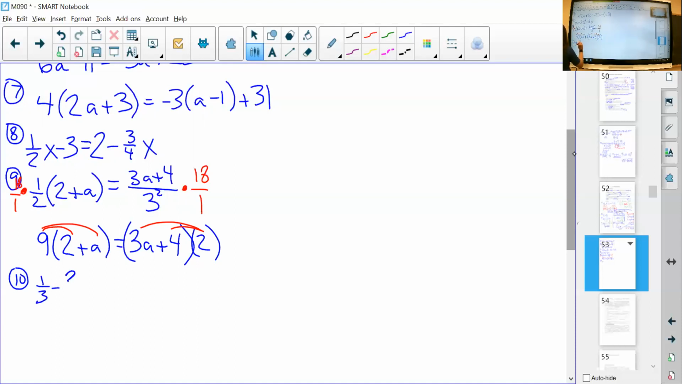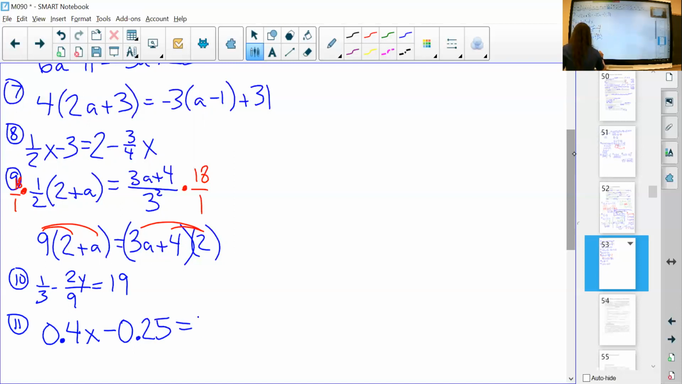1/3 minus 2y over 9 equals 19. Again, I would recommend multiplying by the least common multiple of 3 and 9. 11, let's look at some decimals. It's a little different. 0.4x, or 4/10 x, minus 0.25, or 25 hundredths, equals 1.75.